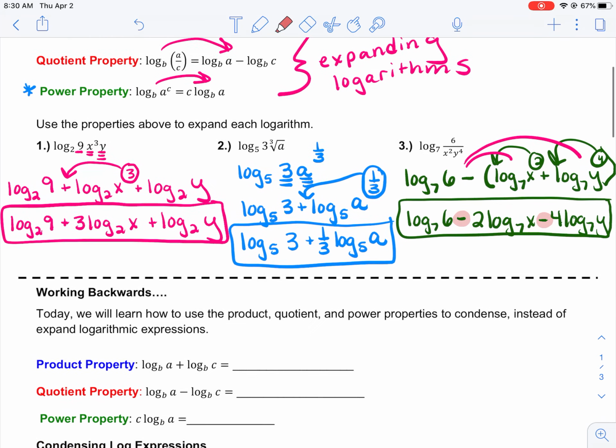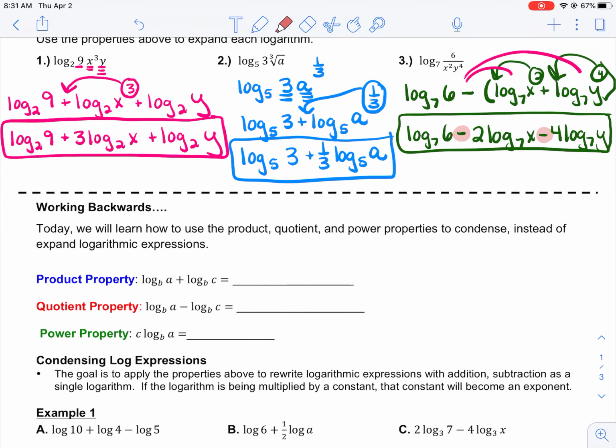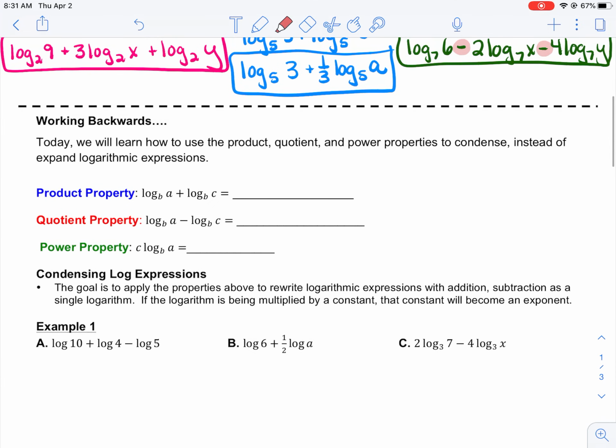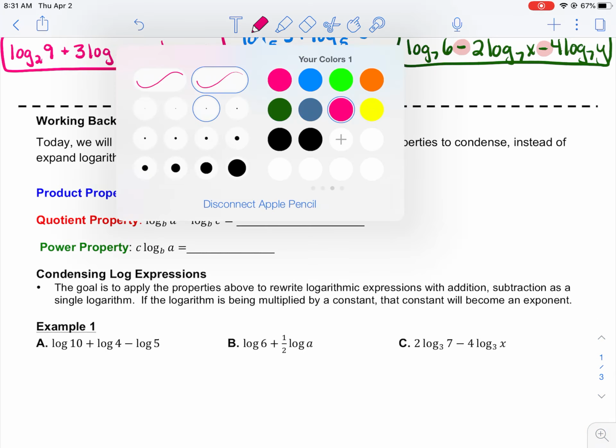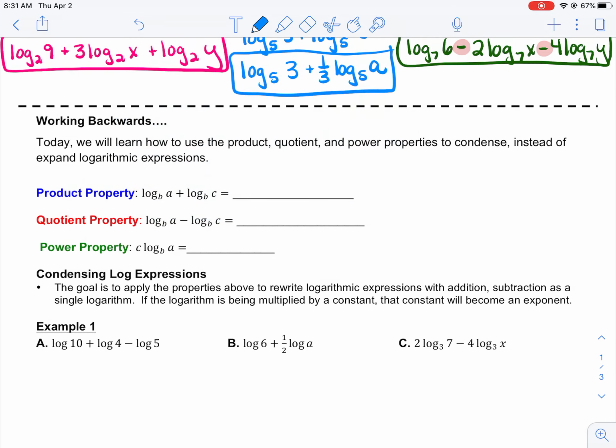So we're going to work backwards. We're still working with the same properties, but we're going to use them in the reverse order. So if we see an addition of logs and we want to write that as a single log, we're going to condense them. We're only going to write one single log. So if we have log base b of a plus log base b of c, we can kind of smush those together using multiplication.